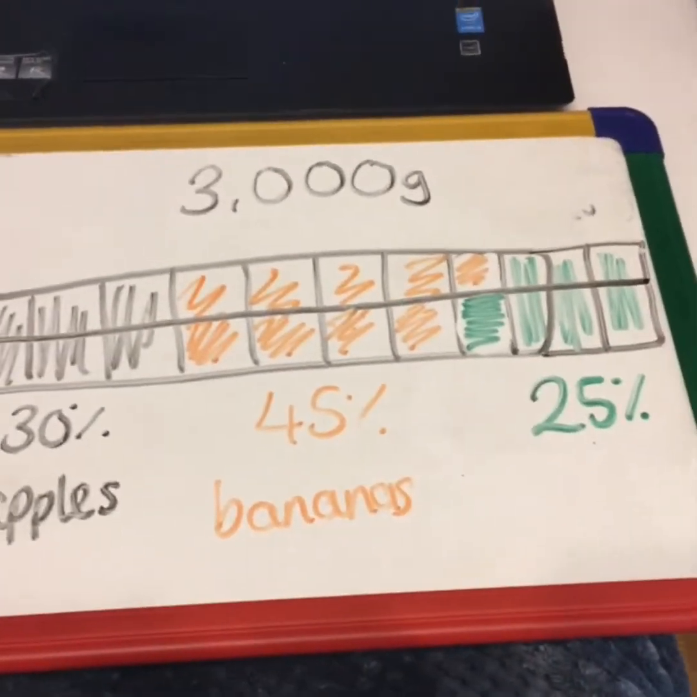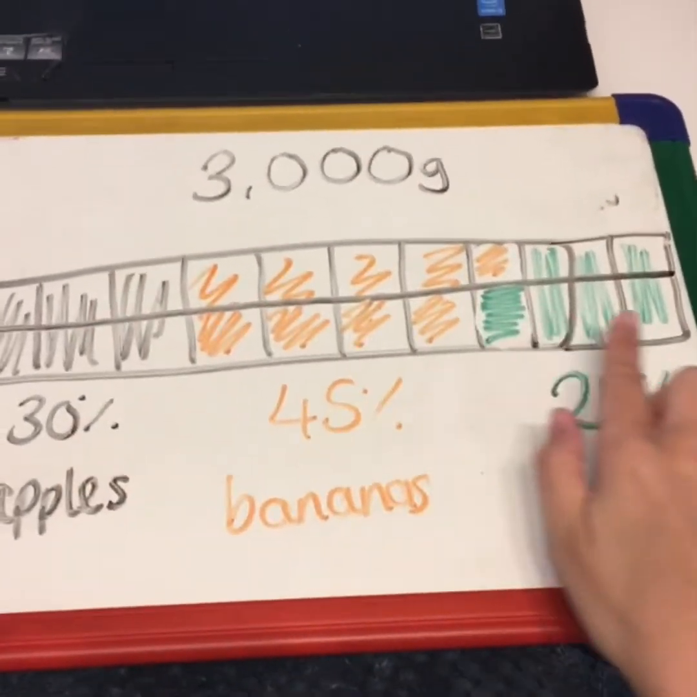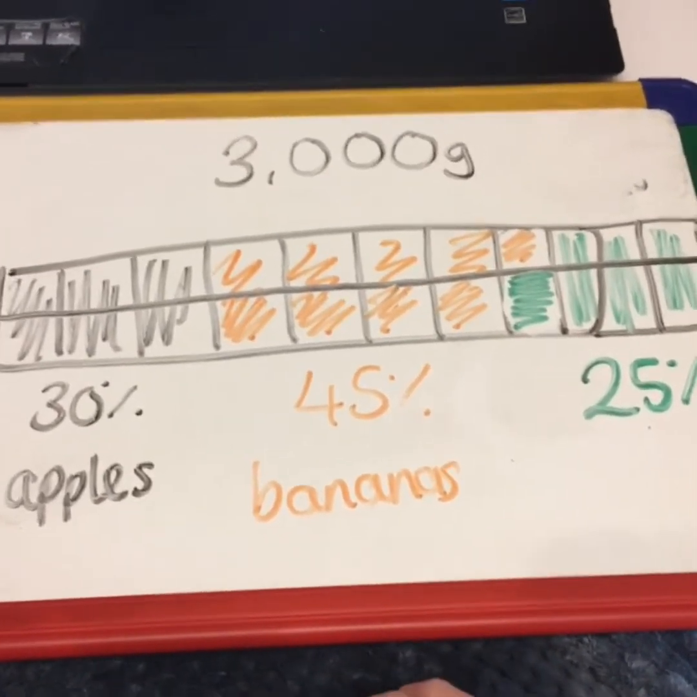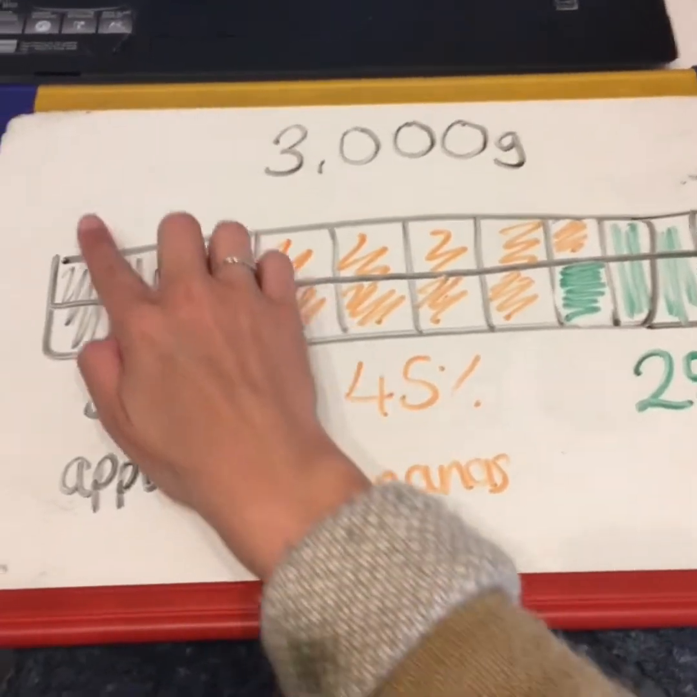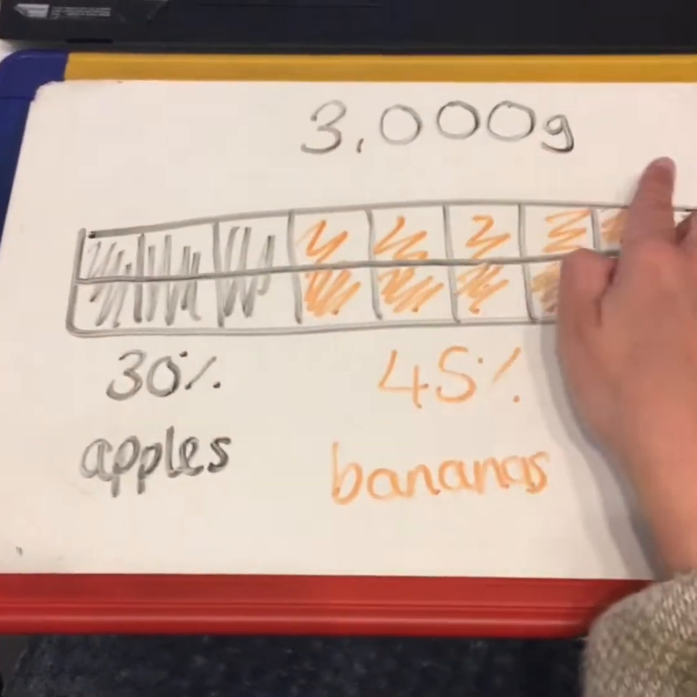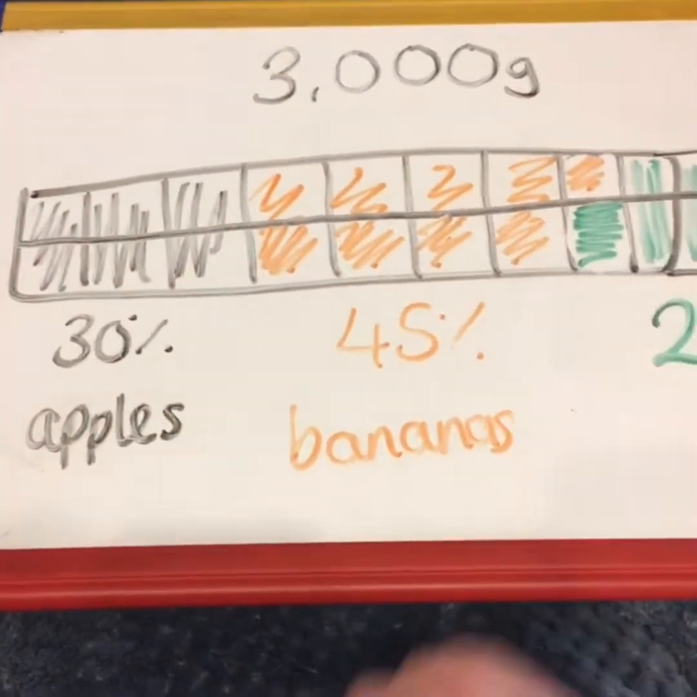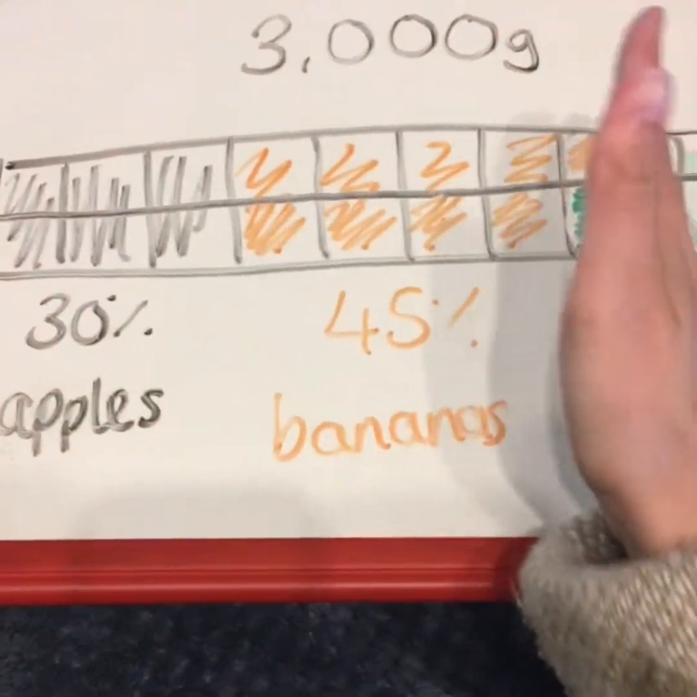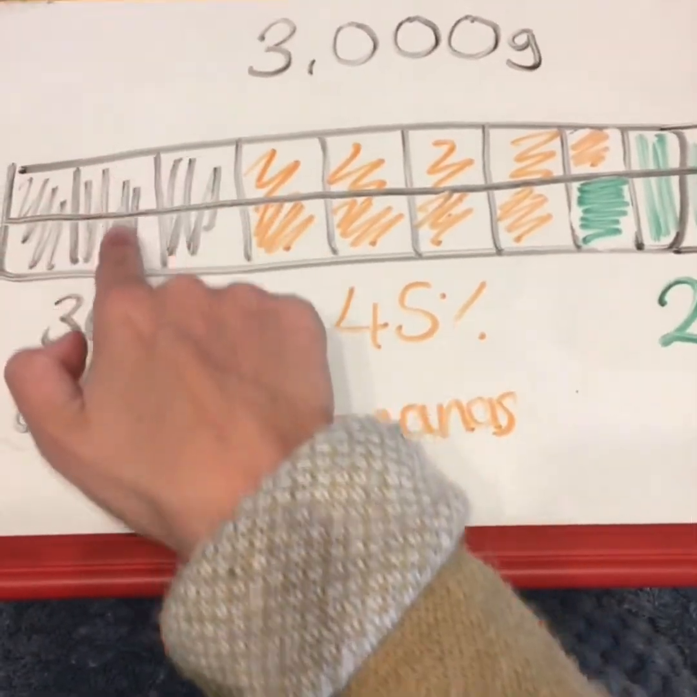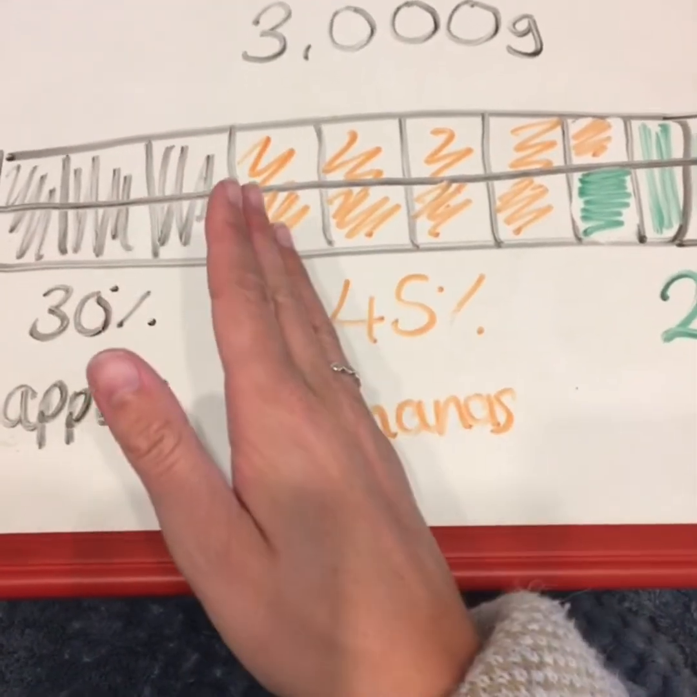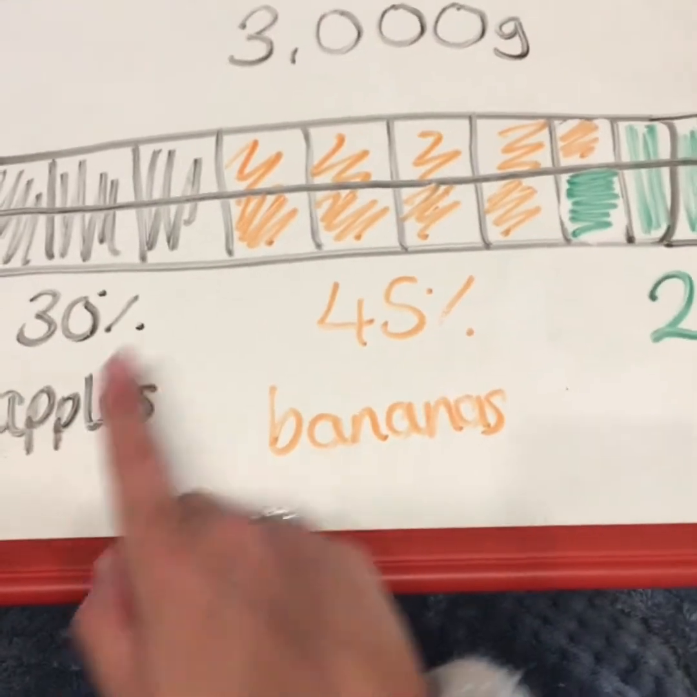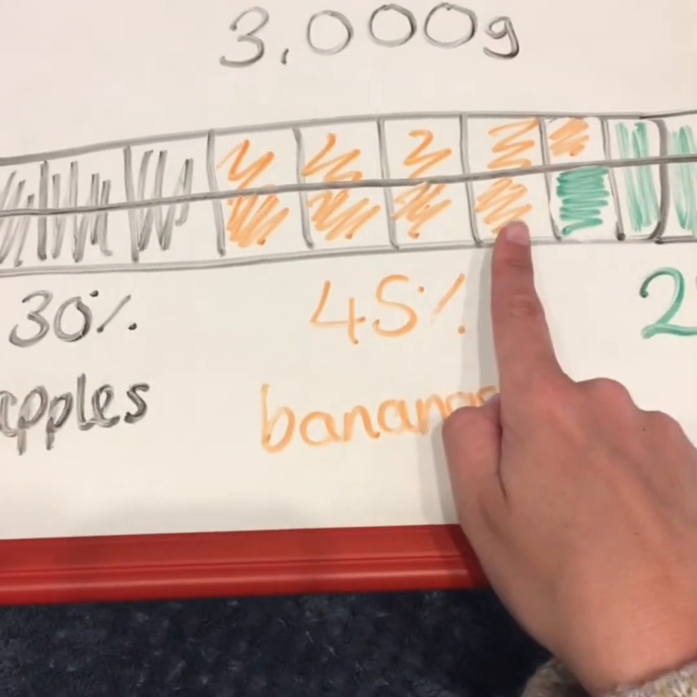Have a go. Okay, this one took me a minute to get my head around. As you can see, I've kind of had to change my bar model halfway through to help my thinking. So, I know that 3,000 grams of fruit is the whole thing. So the whole thing is 3,000 grams or 100%. Now, what I did first of all was I cut it into 10 pieces. So each long piece, each part, was worth 10%. So I coloured in 3 parts to make 30% for my apples. Then I coloured in 4 parts for my 40%.